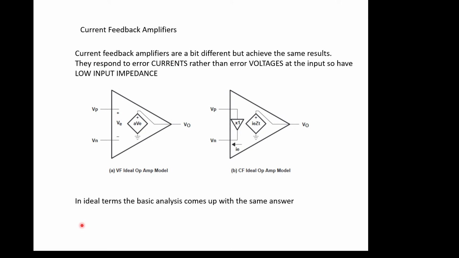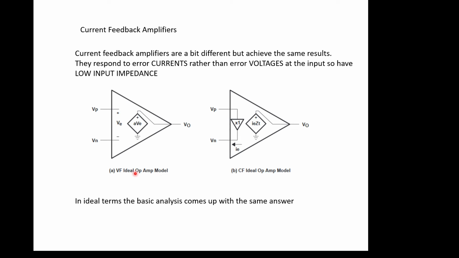So voltage feedback amplifiers, we've done a bit on those, and you're probably very familiar with those. You probably haven't come across current feedback amplifiers before. They're a bit different, but they achieve the same results. They're still gains, but instead of responding to voltages going in, they respond to currents, which means they tend to be low impedance inputs rather than high impedance inputs. So it's a little bit different from what we would normally expect, and they're quite good for amplifying current signals, sort of optical signals and things like that.